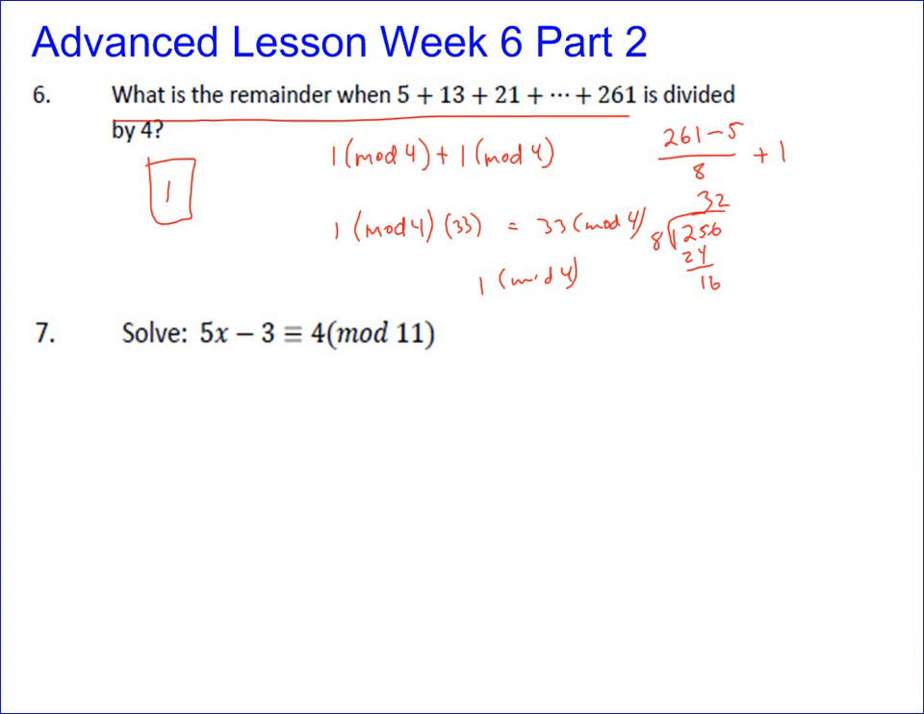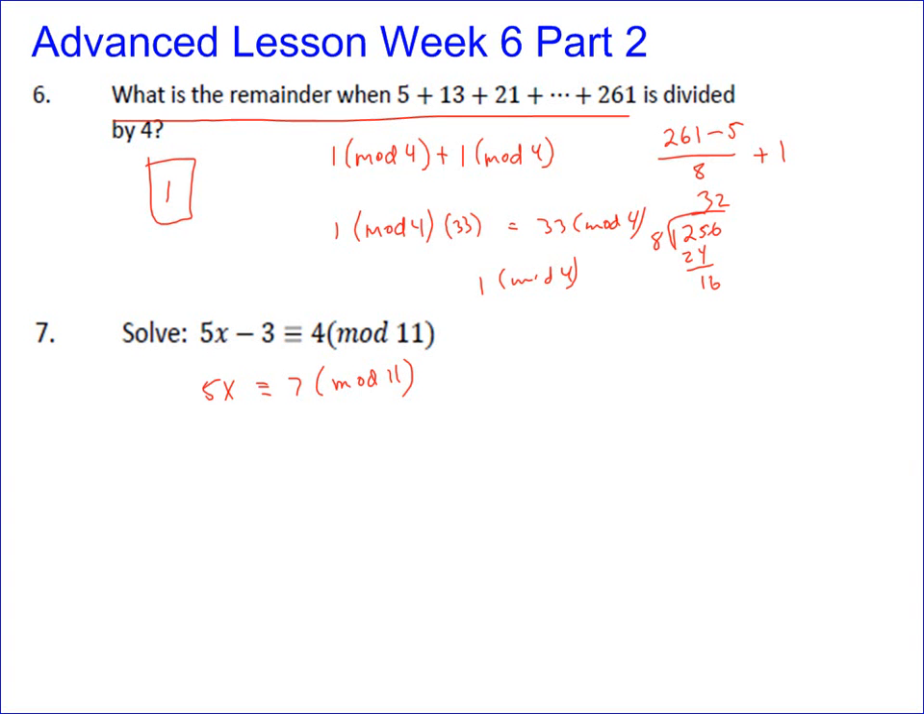7, I need to solve this equation. Remember, you can always deal with addition by just adding to both sides. That's always okay. But to solve this, remember, the way you do it is find the inverse of 5x, which means what number do I multiply by 5 to get me one more than a multiple of 11?